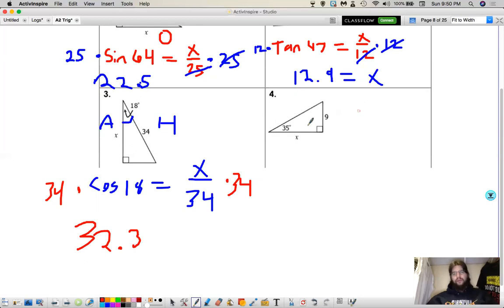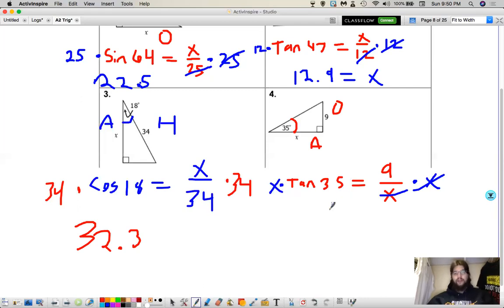All right, one more. We got the opposite. We're looking for the adjacent. That's telling me to use tangent of 35 is equal to 9 over x. Two steps on this one, okay? What's my denominator? X. So multiply by it. I've got x times tangent 35. Okay, how do I get x by itself? Divide by tangent 35. X equals 9 over tangent 35. Type it in.